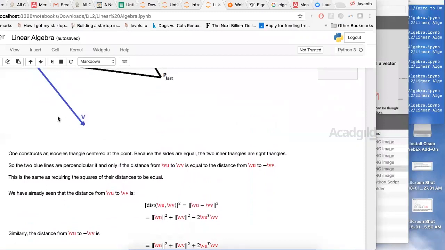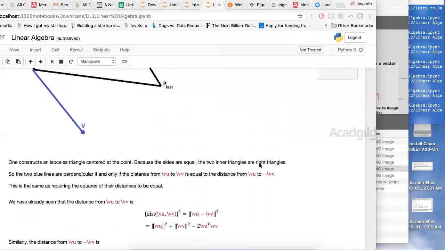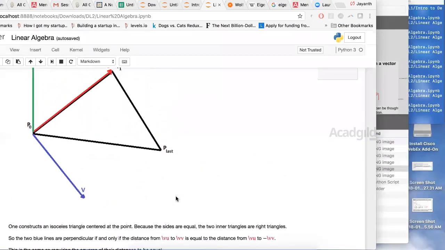So one constructs an isosceles triangle centered at the point. Because the sides are equal, the two inner triangles are right angles. So the two blue lines are perpendicular if and only if the distance from u to v is equal to the distance from u to minus v.